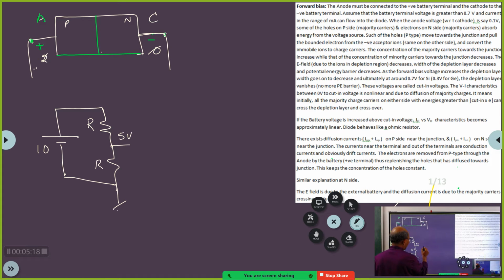Now I am going to connect a resistor R1 to this. When I connect a resistor R1 to this, what will be this voltage?